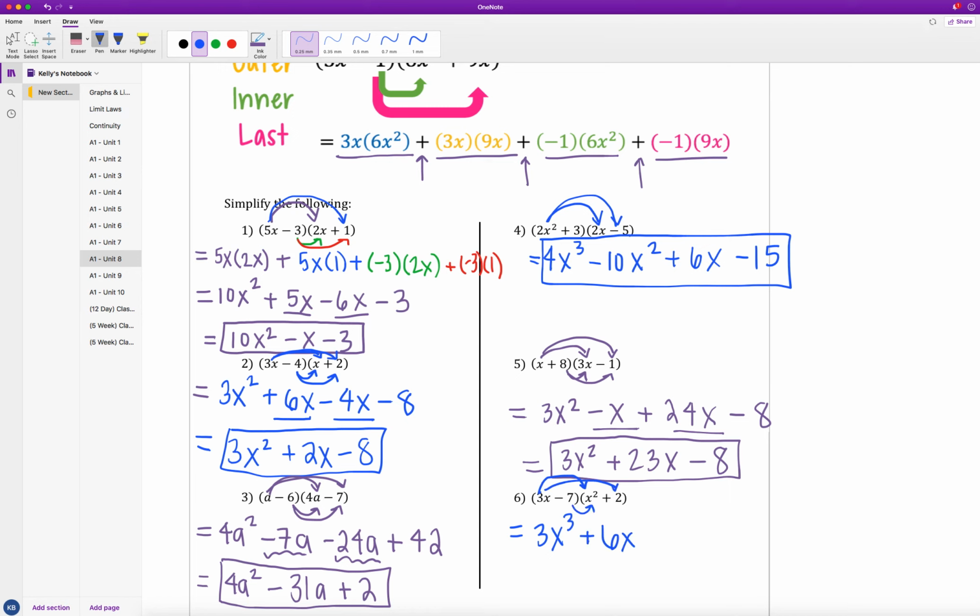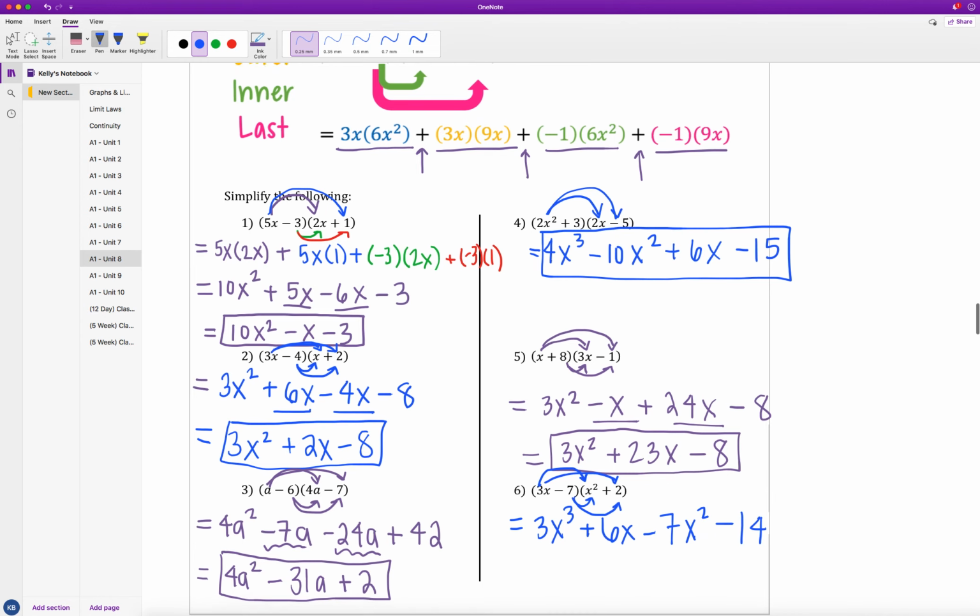My inner term will be negative 7 times x squared, so we'll get negative 7x to the second. And on our last term, we'll get negative 7 times 2, which will give us negative 14. From here, we want to see if we can combine any like terms. And in this case, we don't have any like terms to combine, but I do want us to keep practicing stuff from our prior lessons.